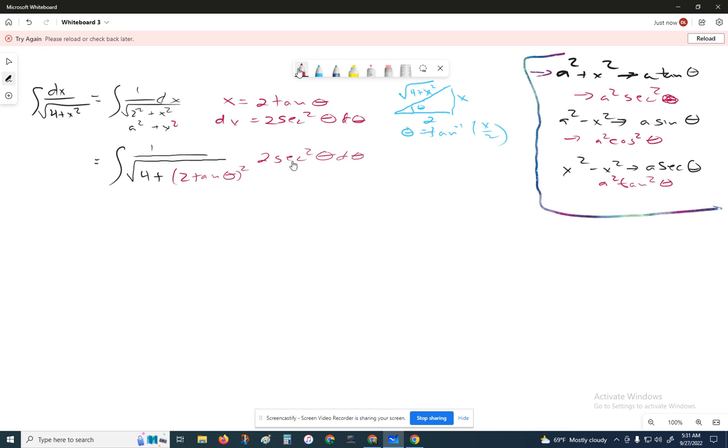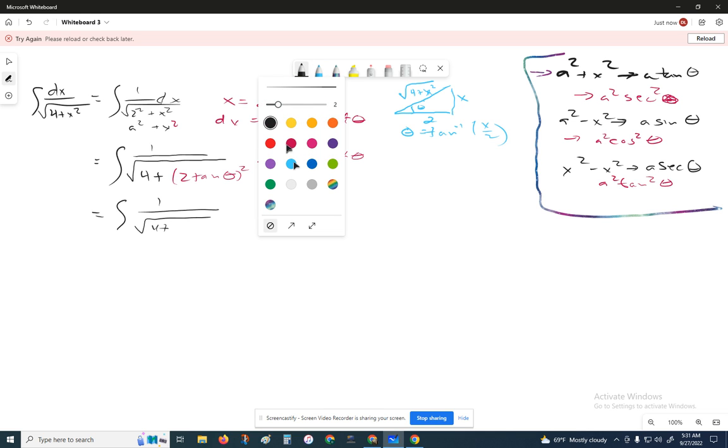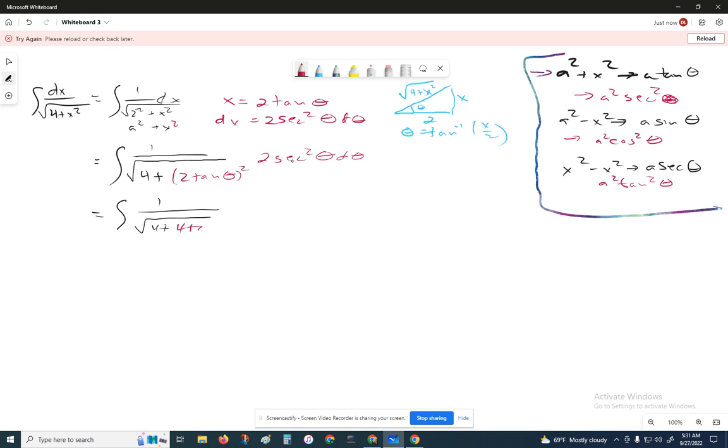Okay, now here's where all of this comes into play. So now we rewrite it here, bring that down, and then this now becomes 4 tangent squared theta. Okay, this now becomes 4 tangent squared theta. And then this, we still keep going to 2 secant squared theta d theta.